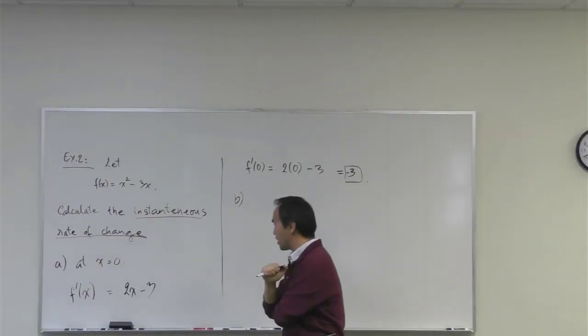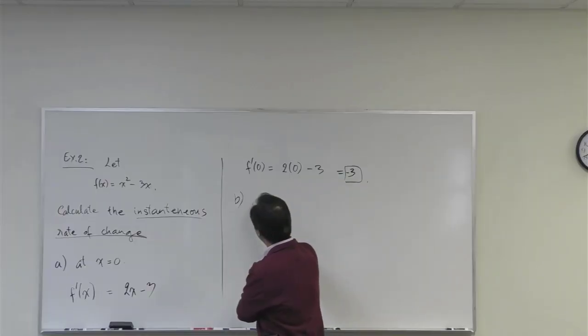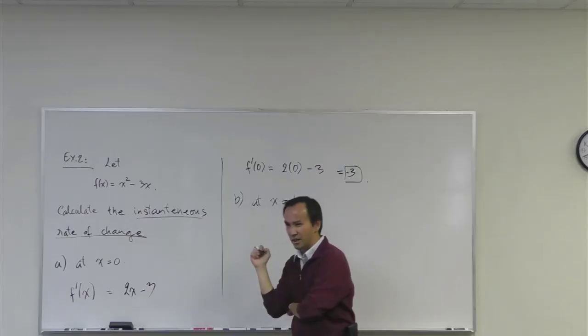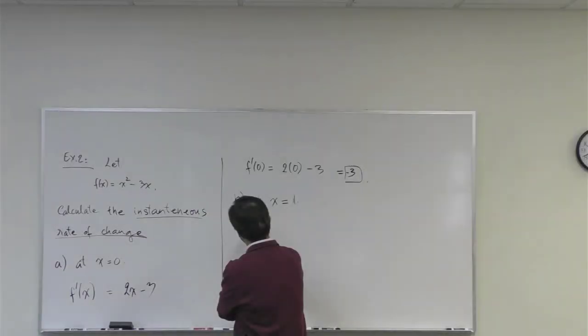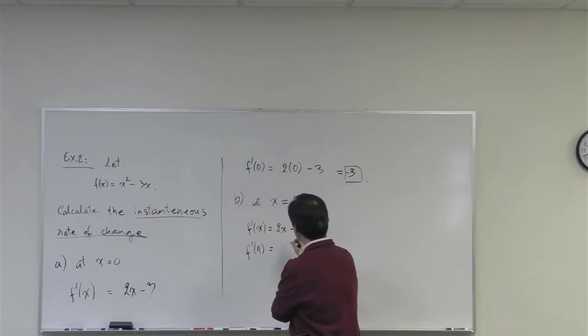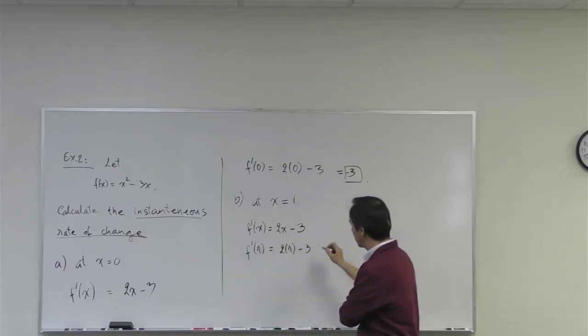The next part of the question. How about at x equals 1? I got an interval from 1 to 3 as well, 0 to 1 and 1 to 3. So the f prime is already found being 2x minus 3 for the function, just as a reminder. Now f prime of 1 equals 2 times 1 minus 3. That's the instantaneous rate of change. And that's making it minus 1.